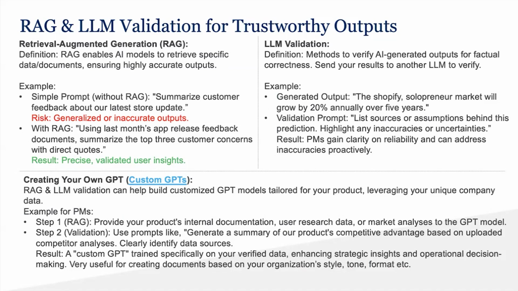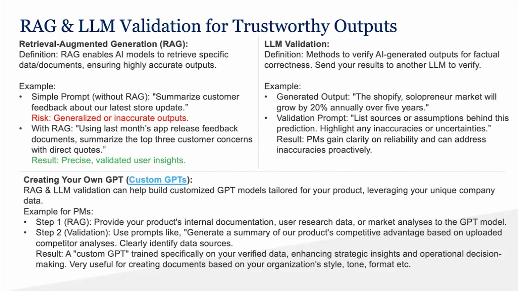So here, an example for a simple prompt without RAG might be, hey, can you summarize the customer feedback about our latest store update? Well, yeah, sure, but what does it really mean, right? It's just going to pick out nonsense and data that is not accurate. So it's going to give you very generalized or inaccurate outputs.